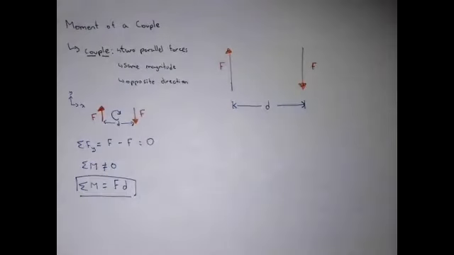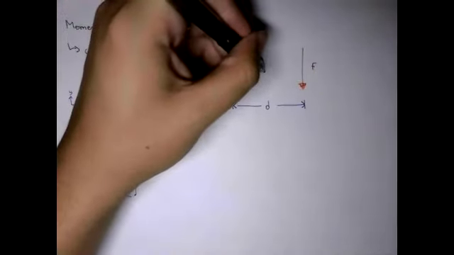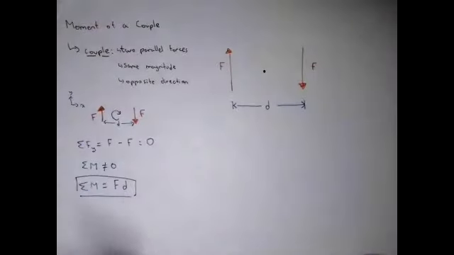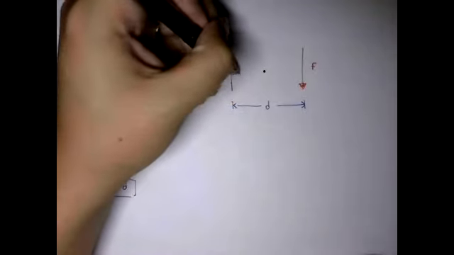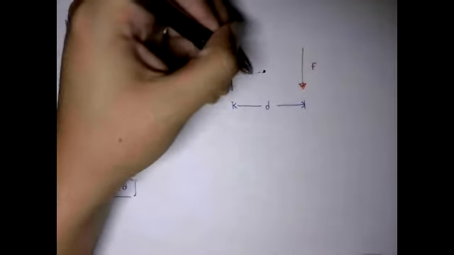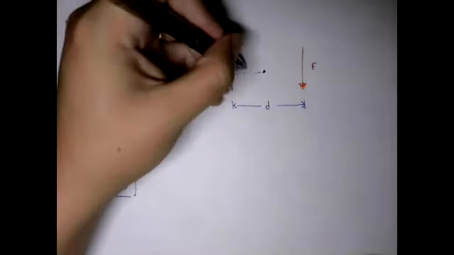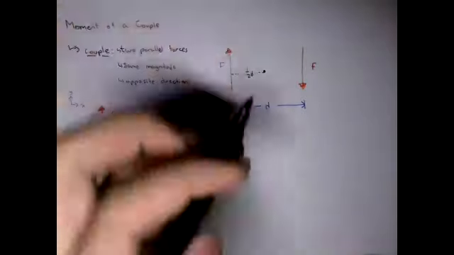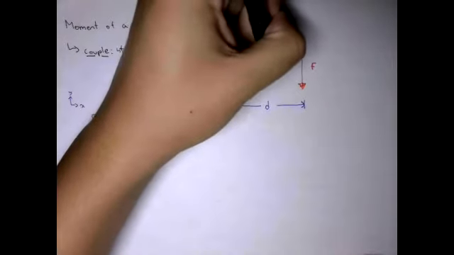Now, let's pretend that I would like to find the moment that these two forces cause about a point. And this point is located right in between these two forces. So first off, what is the distance between my point and my first force? What's this distance? 1/2 d. Yep, because right in the middle, it'll be just 1/2 d. And of course, the distance between the point and the other force is 1/2 d.